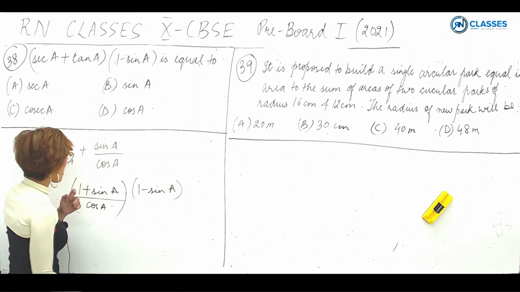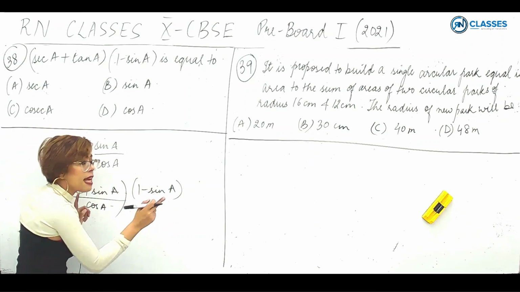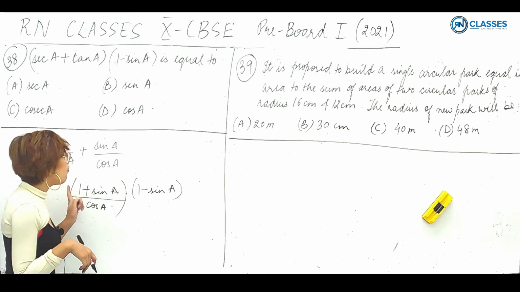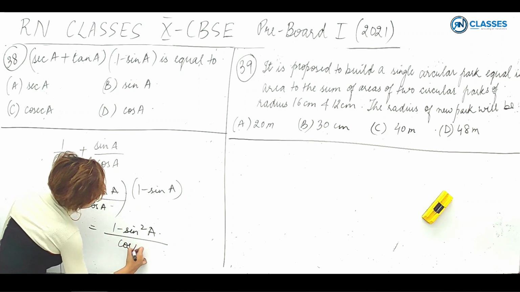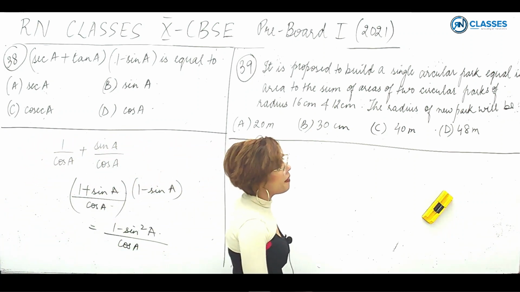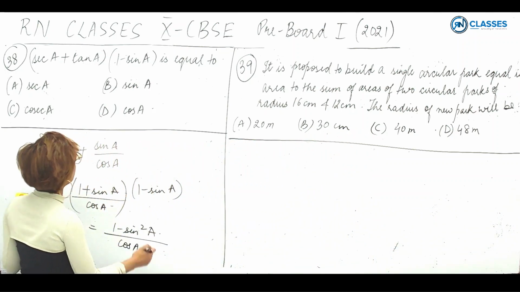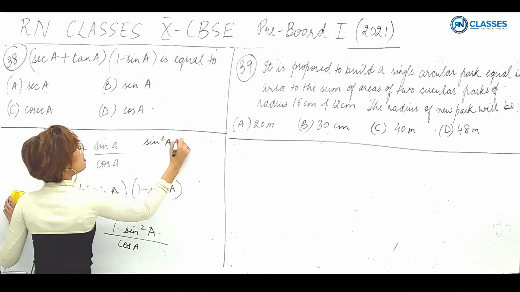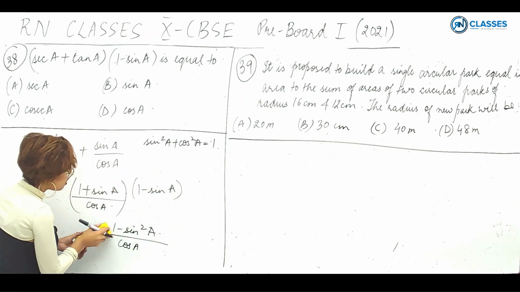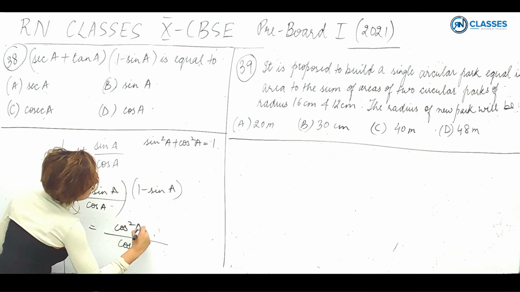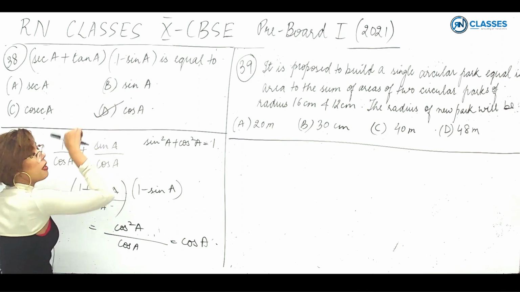In the numerator I have (1 plus sin A) into (1 minus sin A). (A plus B) into (A minus B) is A square minus B square, which is 1 minus sin square A, divided by cos A. There is a trigonometric identity: sin square A plus cos square A equal to 1. Do we remember that? So 1 minus sin square A is nothing but cos square A, which means this becomes cos A. So option D is the correct one.